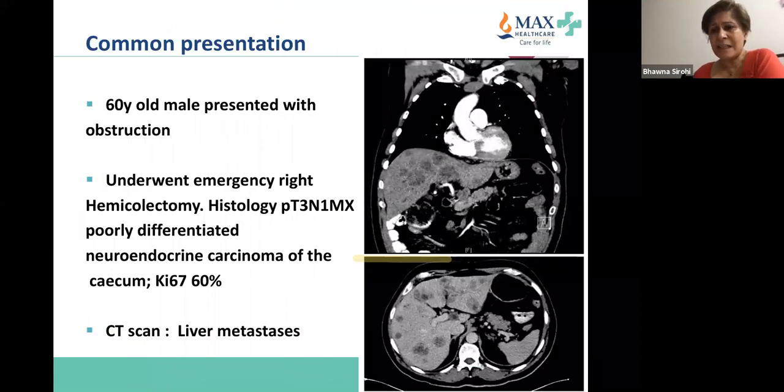So, this is the commonest presentation that we see. Yesterday itself, I was talking to Dr. Sanjeev, and then I had a call from a colleague friend in Trivandrum, a very similar case.